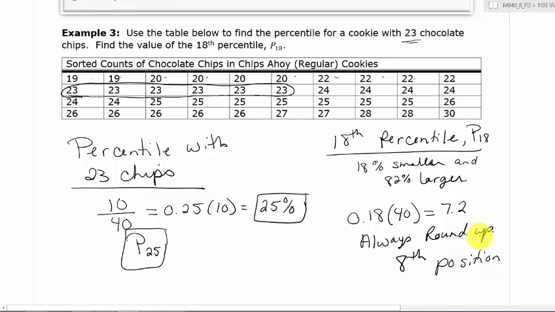And remember, before you do any work with percentiles, you need to make sure that your data is ordered from the smallest to the largest. And so now we'll just count up to the 8th position: 1, 2, 3, 4, 5, 6, 7, 8. And so that would be the value 22.